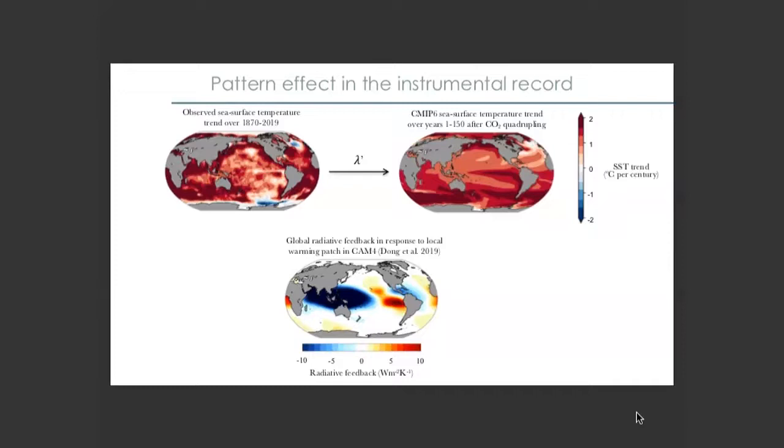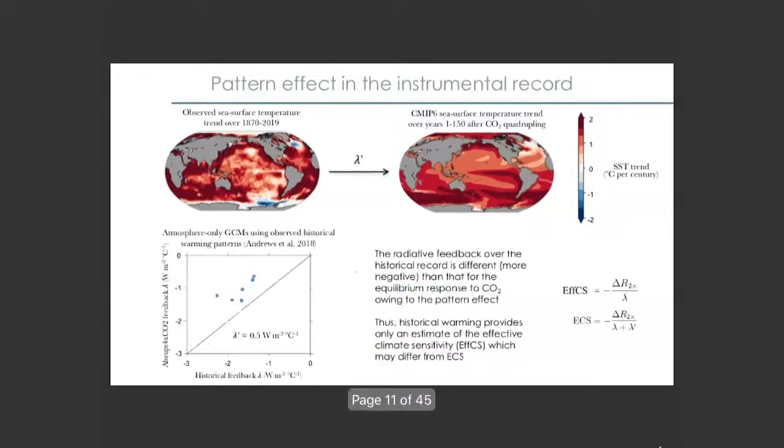So combining these two things, the pattern of warming projects onto radiative feedbacks in different regions. In particular, we've had delayed warming over the historical record in the East Pacific and the Southern Ocean. Those are regions of more positive feedback on average. We've had enhanced warming in the Indo-Pacific warm pool. That's a negative feedback. So when you take that change in the pattern into account, you can do this with AGCMs. If you run these two different patterns under the same atmosphere models, what you find is that the feedbacks for the historical record are more negative than the feedbacks for future warming. So that's a pattern effect that you have to account for in the climate sensitivity estimate.